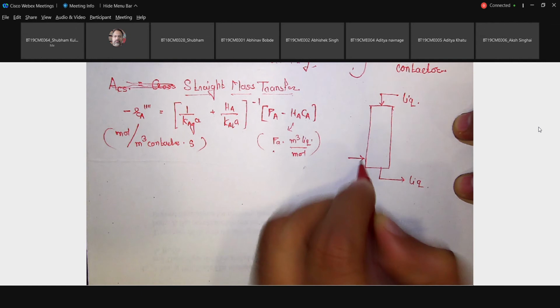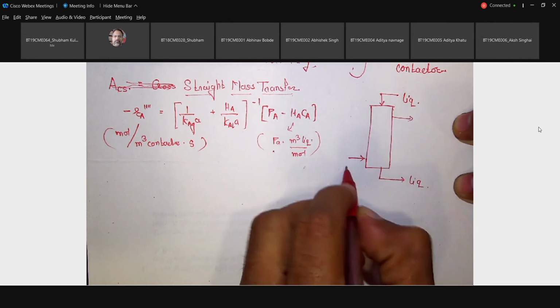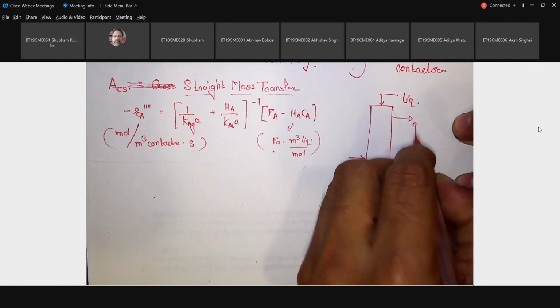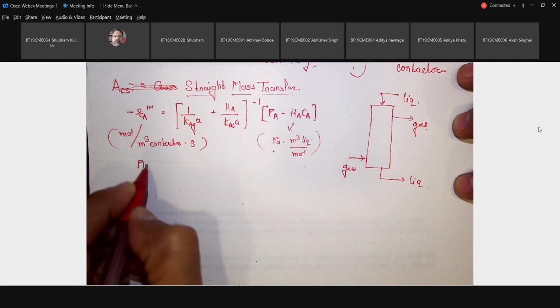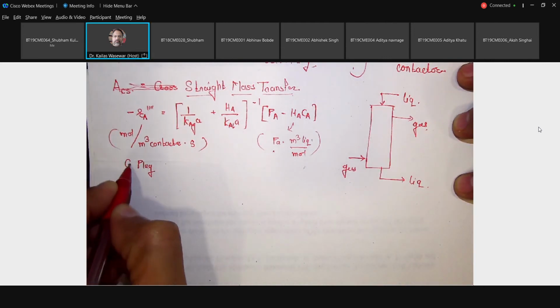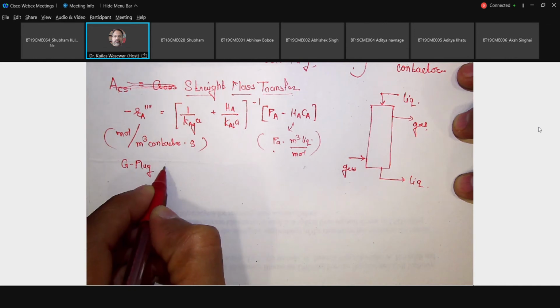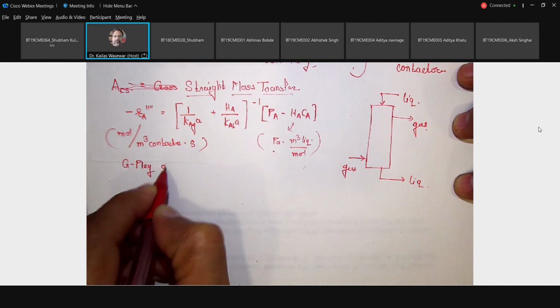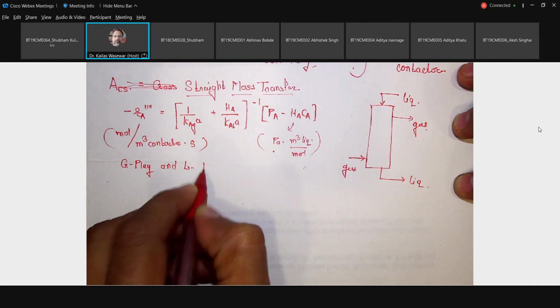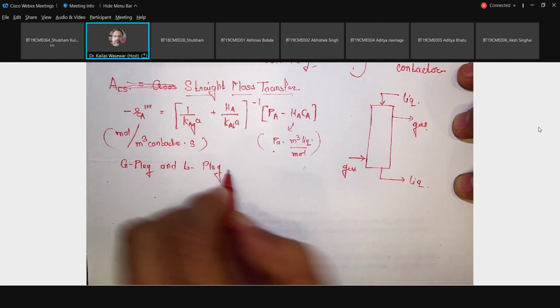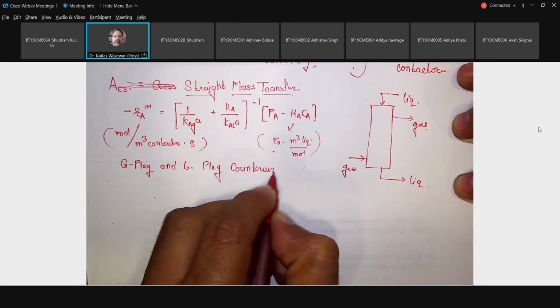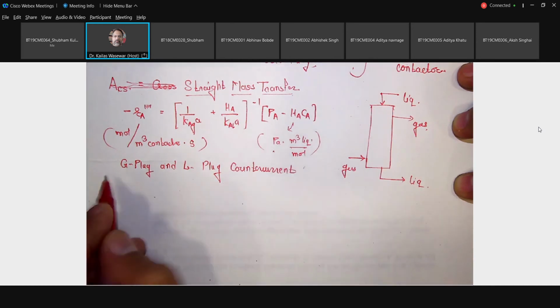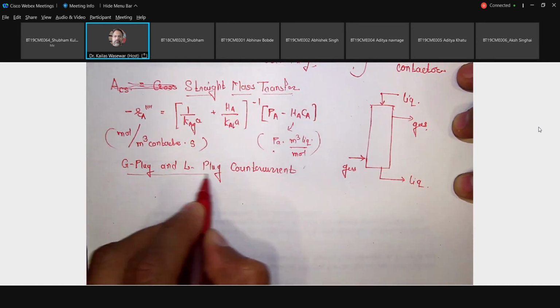Gas. So it is a gas in plug and liquid in plug with counter current, okay, for the straight mass transfer.